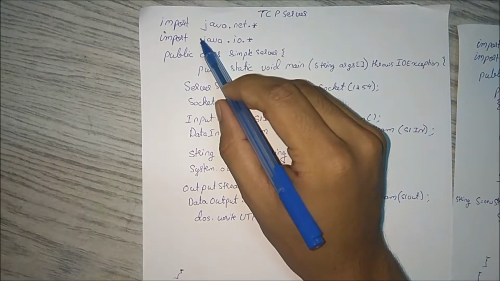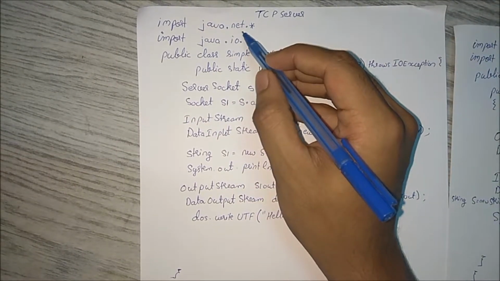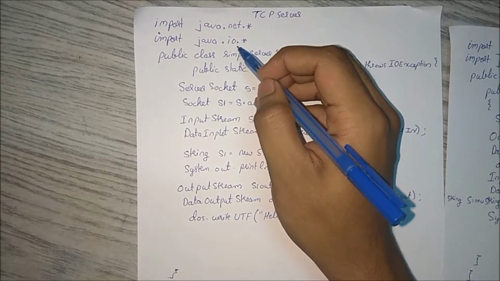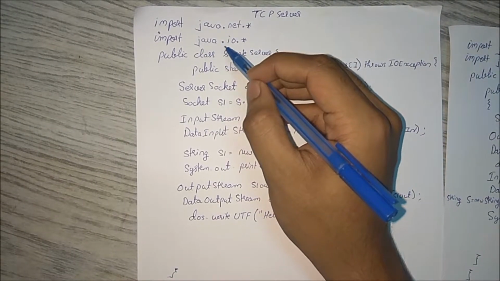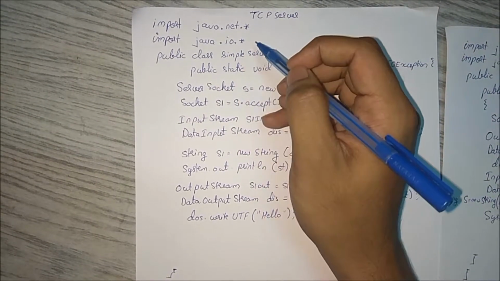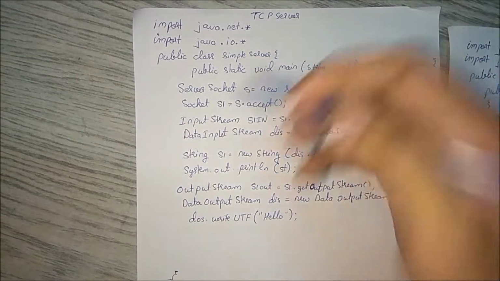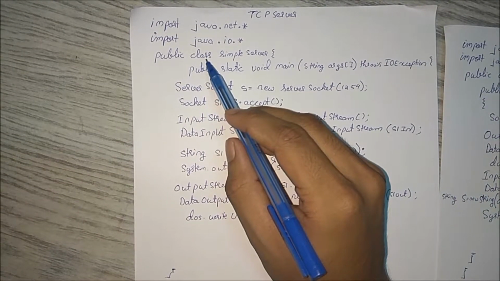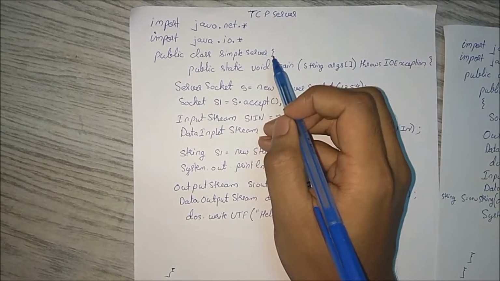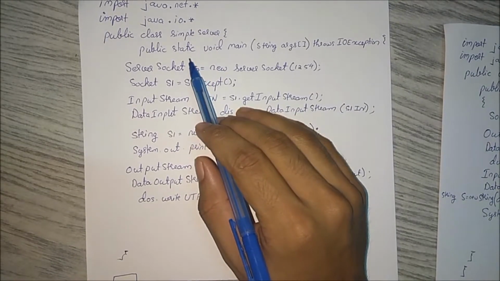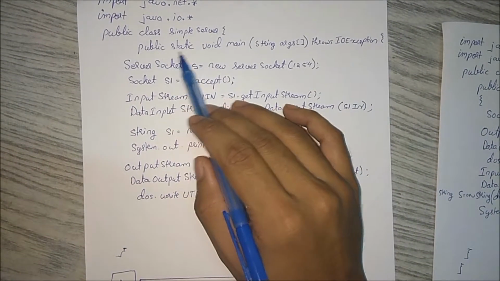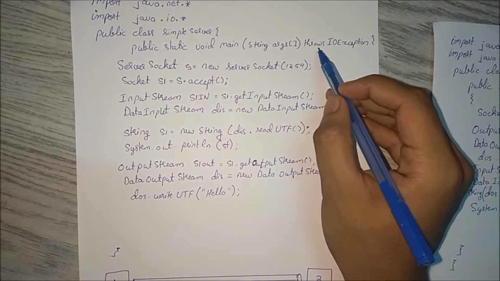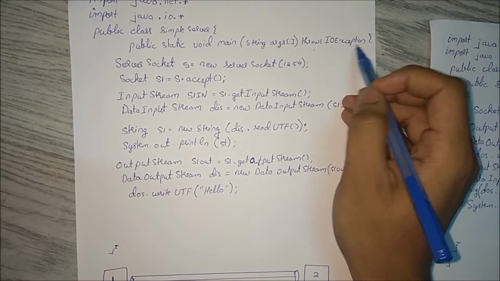First we import net, which deals with the network between the server and client, and next we import java.io, because for input output we need those packages. After importing we have a class SimpleServer. Now here we start the main function, public static void main(String[] args). One new thing here is throws IOException.